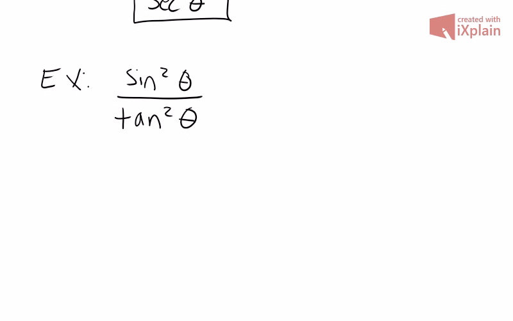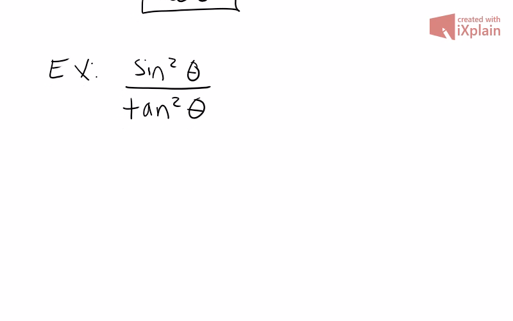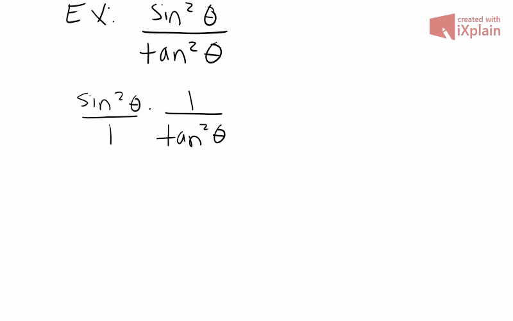And I'm going to really break this down into lots of steps because I want to make sure that you understand what I'm doing in each step. So I can rewrite this as sine squared theta times 1 over tangent squared theta. And remember, I can always rewrite something over 1. So then, I know that 1 over tangent squared theta is my cotangent squared theta. So I can then rewrite this as sine squared theta over 1 times cotangent squared theta over 1.